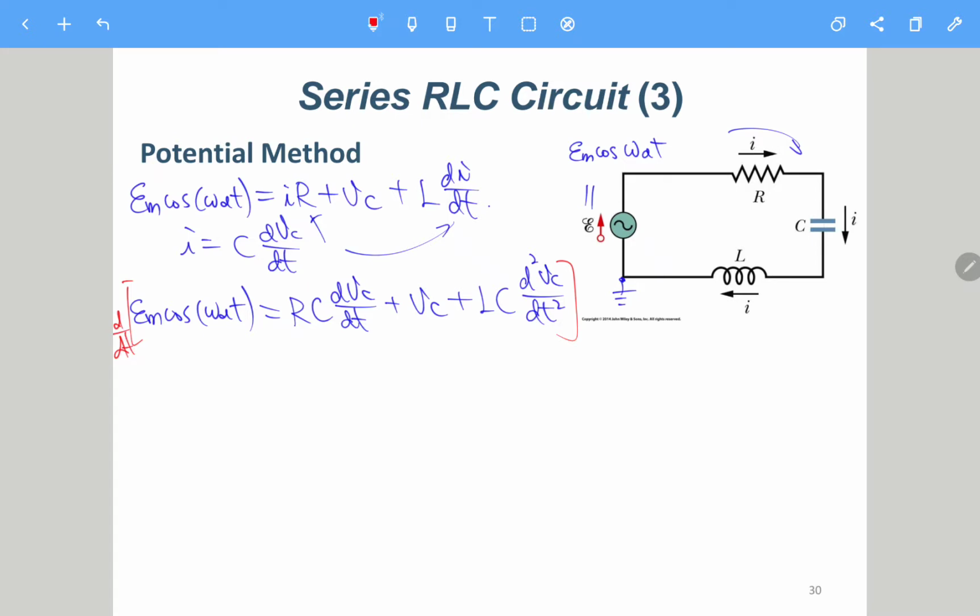Then we will have, here, a negative Em omega sine omega dt equals, taking the derivative, RC d2VC dt2 plus dVC dt plus LC d3VC dt3.